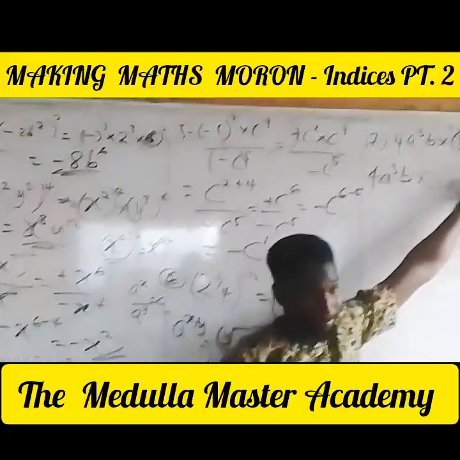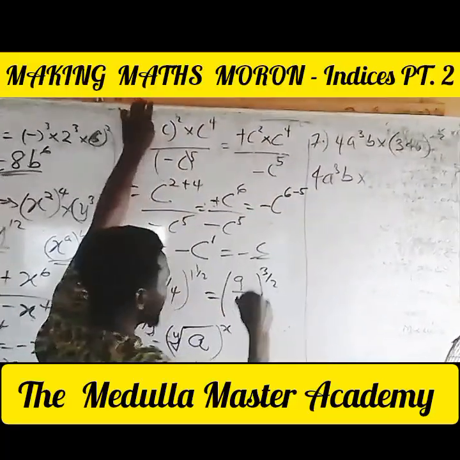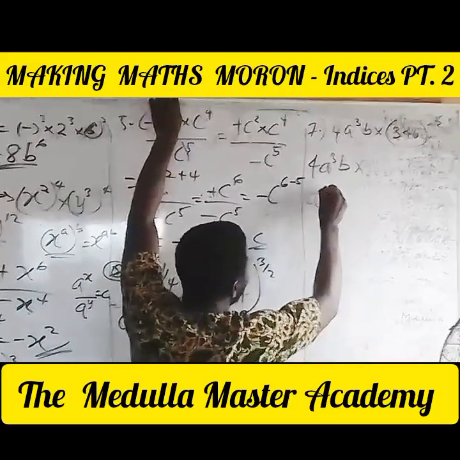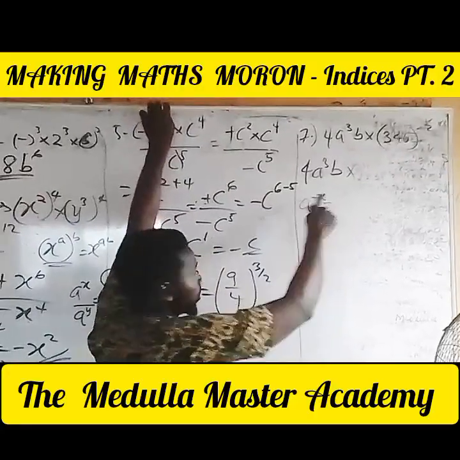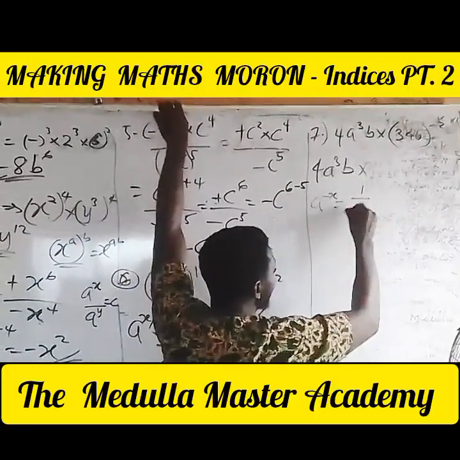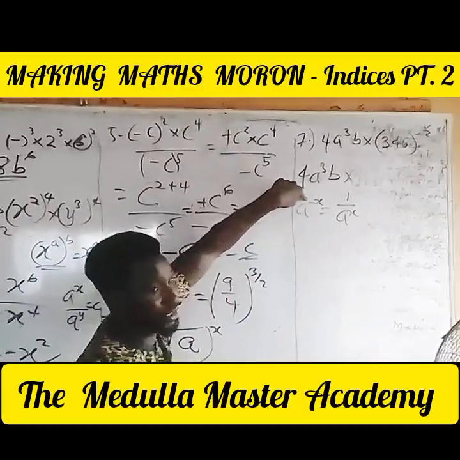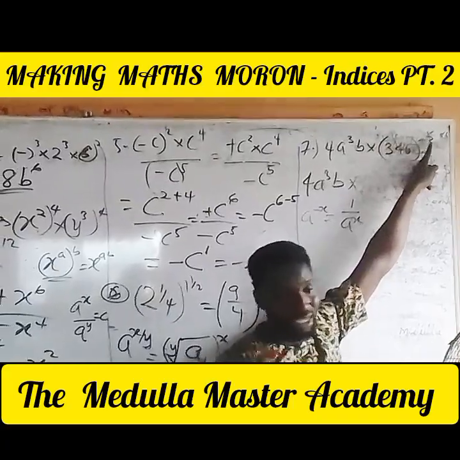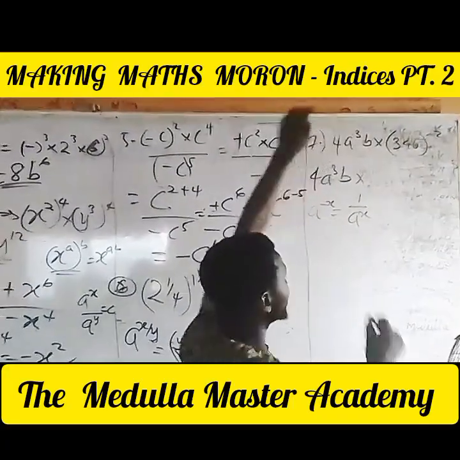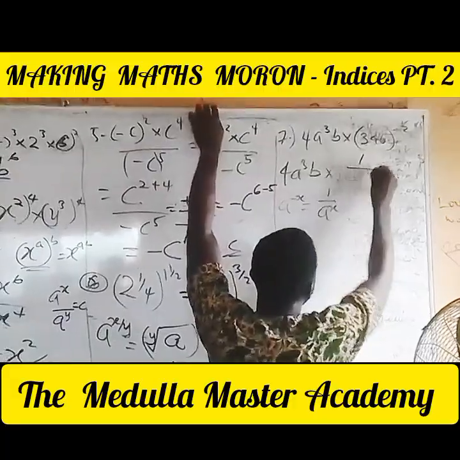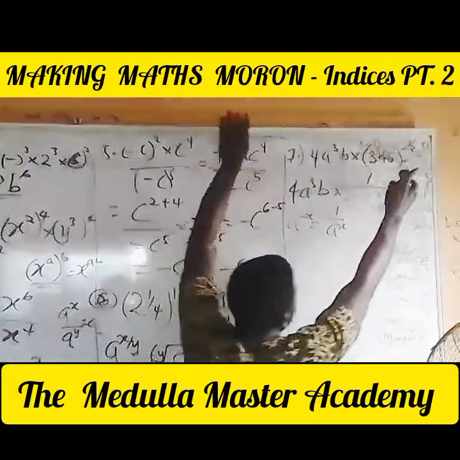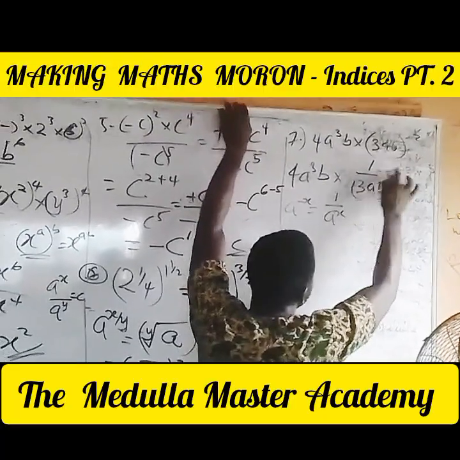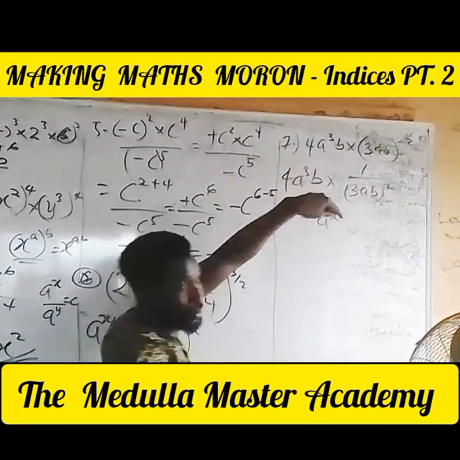It means reciprocal. So the law says that if you have a raised to power minus x, this minus will become 1 over, a reciprocal, a raised to power x. Are you getting me now? This is the law we are going to be using here, so that the new guys will not think I perform magic again. So this will be 1 all over 3ab raised to power 2. Simple.